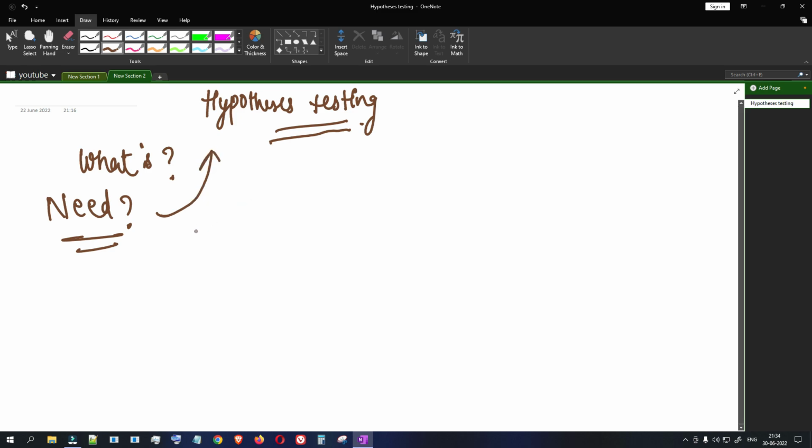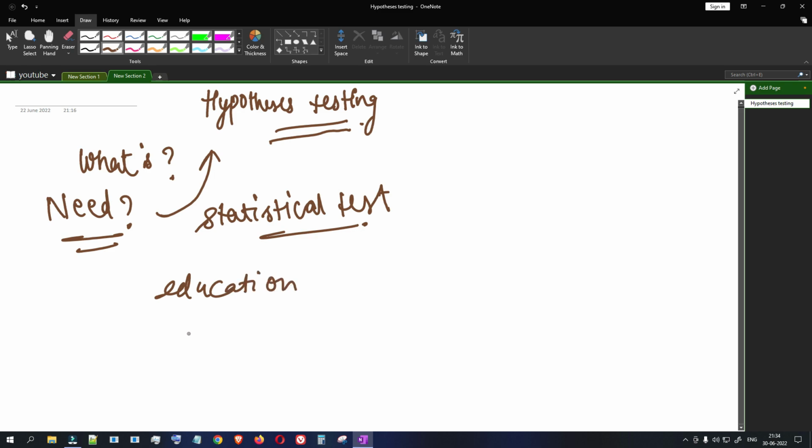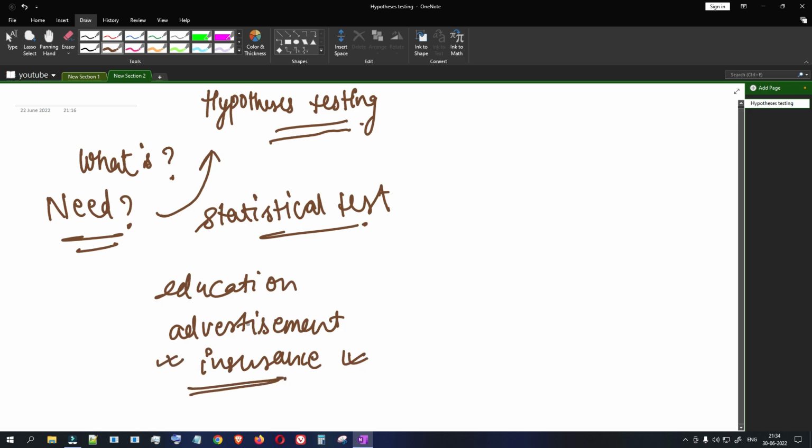Hypothesis testing is basically some statistical test which help us in so many ways. These are used in so many industries. For example, it could be education, it could be advertisement, it could be insurance also, and that's a very important topic. Like, insurance is the industry where we use these tests more often as comparison to this. So let's understand few examples which are given in our book itself.